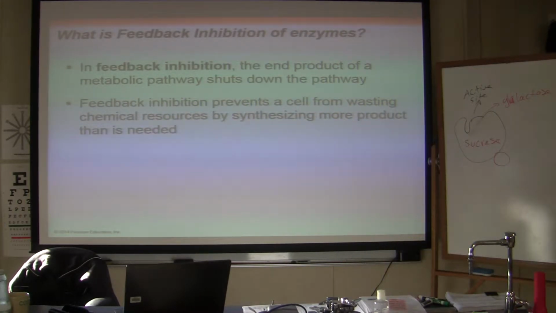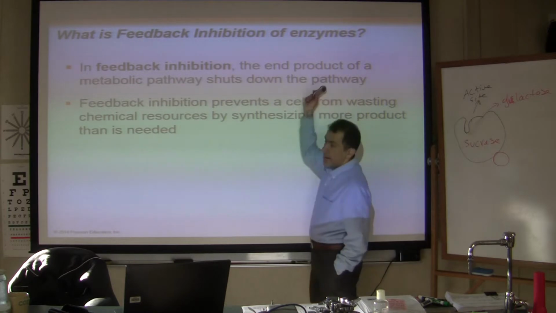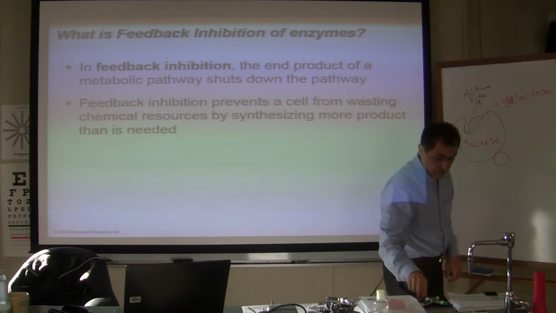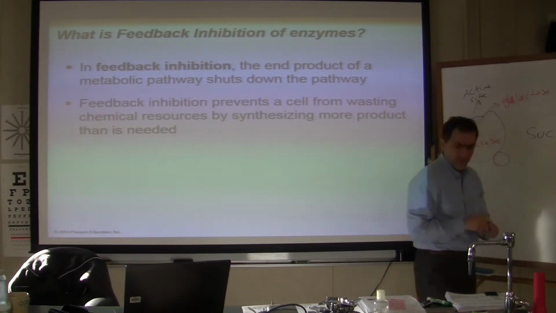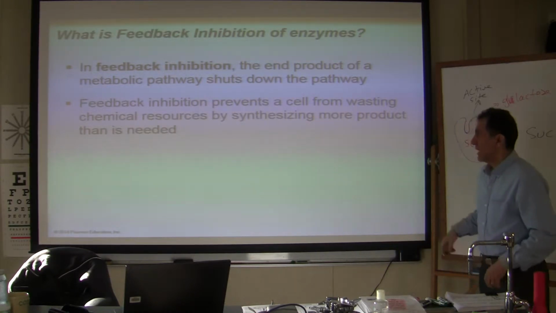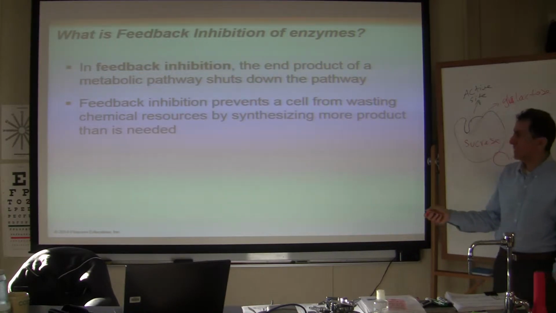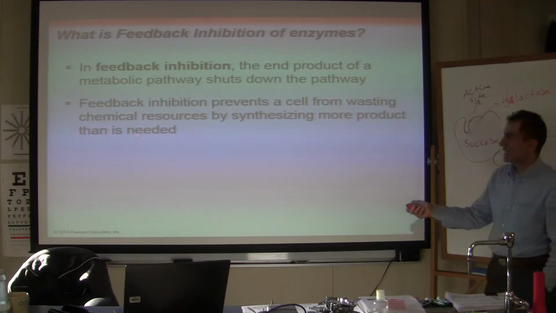Feedback inhibition, what Reno was asking about, the last portion of this chapter. What is feedback inhibition? In feedback inhibition, the end product of a metabolic pathway shuts down the pathway. So sometimes when you have this enzyme, sometimes when you have sucrose, for example, well, he gives you another example. Let's go by the text. I don't want to confuse you. Then glucose comes here and stops sucrase. You will see some examples. Feedback inhibition prevents a cell from wasting chemical resources by synthesizing more product than is needed.